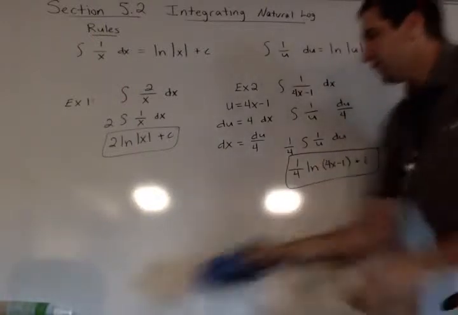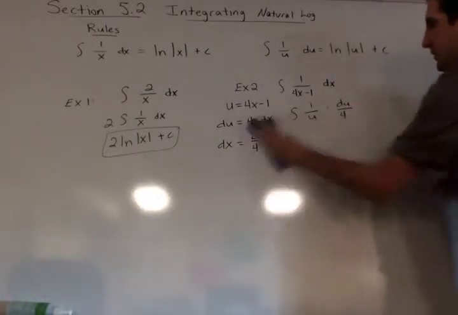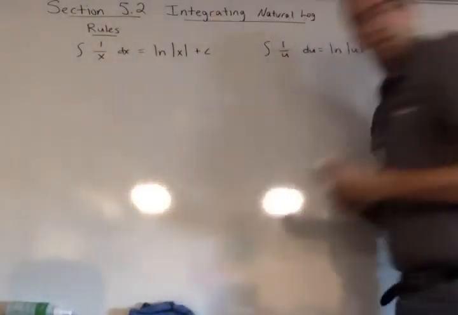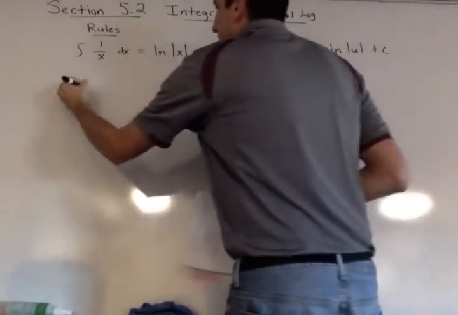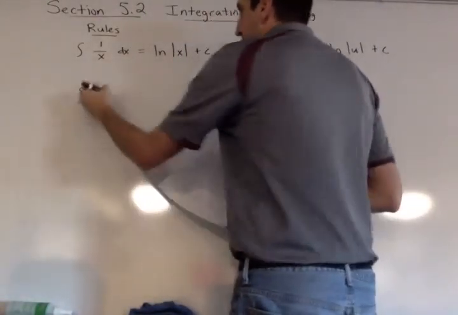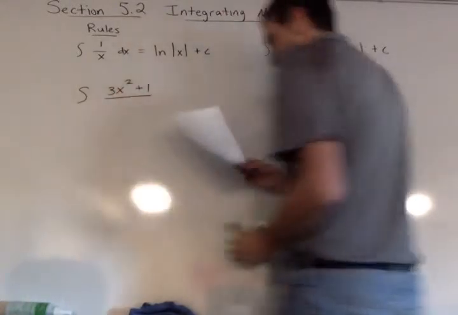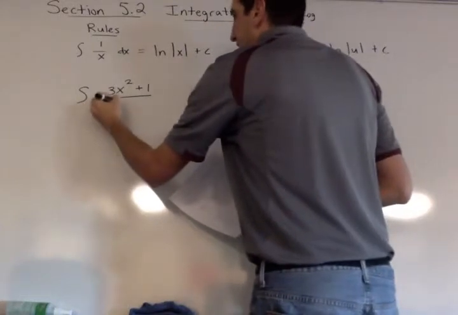I'm going to erase those 2 examples, and we'll do the next 2 here right underneath those rules so you can still see those. For example 3, we're taking a look at the integral of 3x squared plus 1 over x cubed plus x.